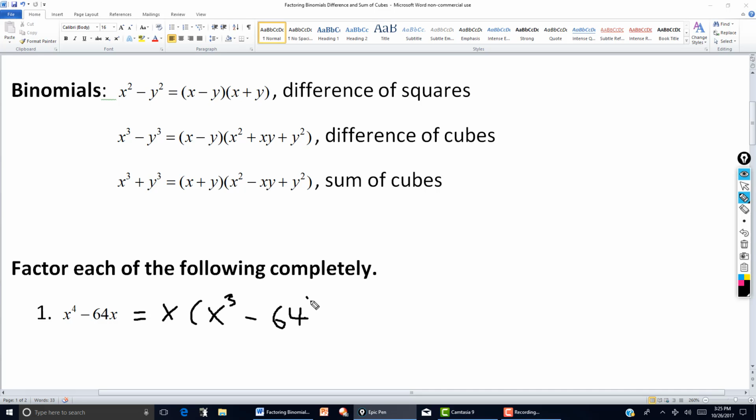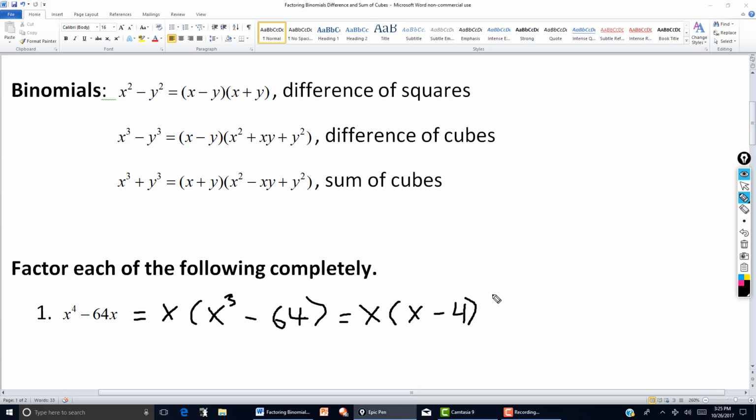Okay, always make sure that if you multiply it back, you get the same thing you started off with. Okay, so then you look at what you have and see if you can continue the factoring. So in the parentheses, x to the third minus 64, I have a difference of two cubes. 64 is 4 to the third, 4 times 4 times 4, so 64 is a perfect cube. So I can apply the formula on that part. So the x comes along, and then x cubed minus 64 factors into the difference of the cube roots. So the cube root of x to the third is x. The cube root of 64 is 4.